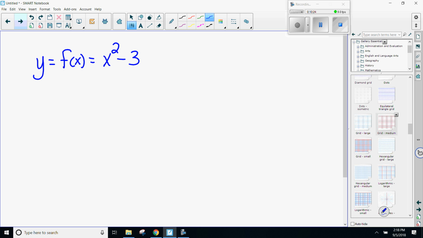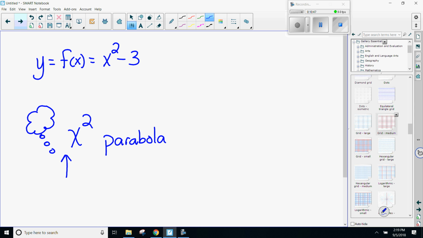As I look at this, I hope before you graduate, you're able to look at this and see that here's some things you need to keep in mind. Since I have x squared, your graph is going to be a parabola. What's a parabola? It's the U shape. Since this coefficient right here is positive, what does that mean?